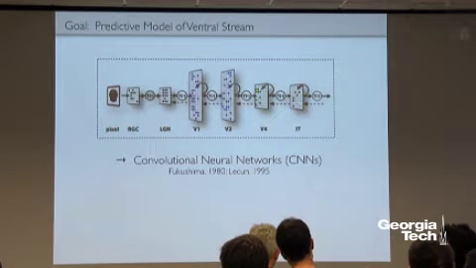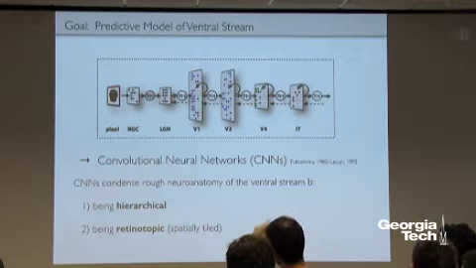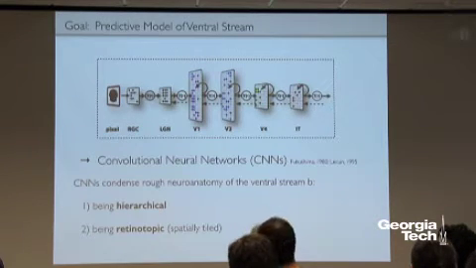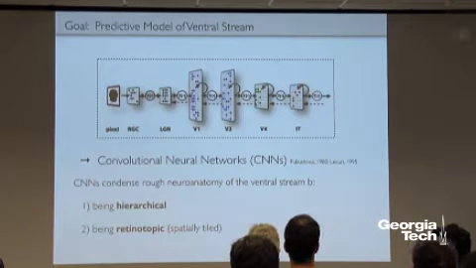And this was even obvious 5 years ago because they build in the basic neuroanatomy of the ventral stream, that they're hierarchical and they're retinotopic, that is to say spatially tiled, right? So these were the things known from the neuroanatomy, and therefore it made obvious sense to use a system that had these, and convolutional neural networks were designed with these in mind, right?